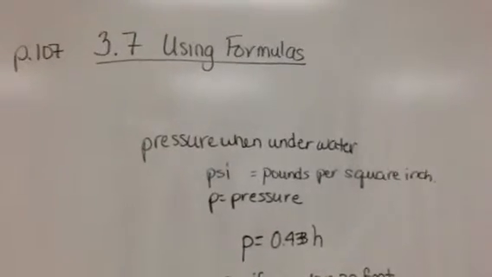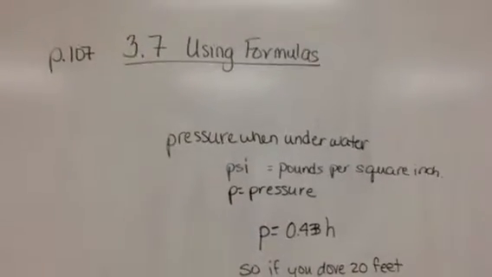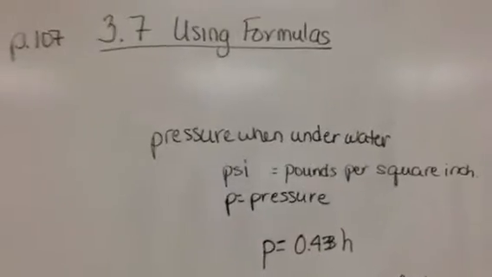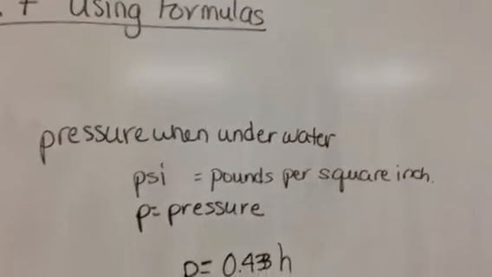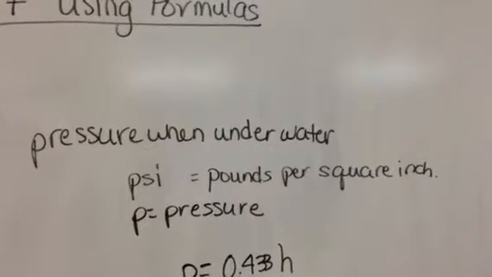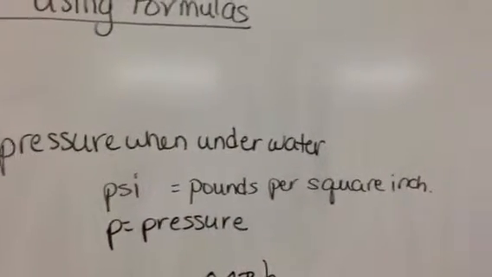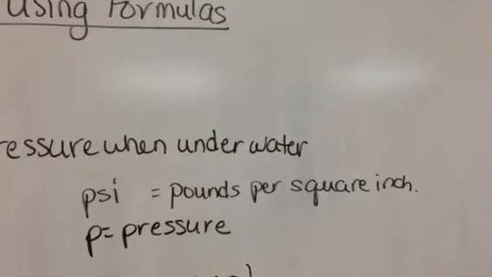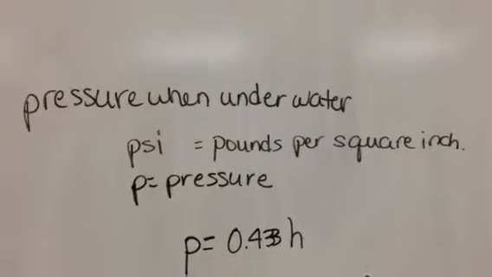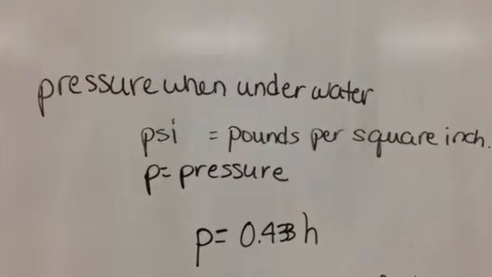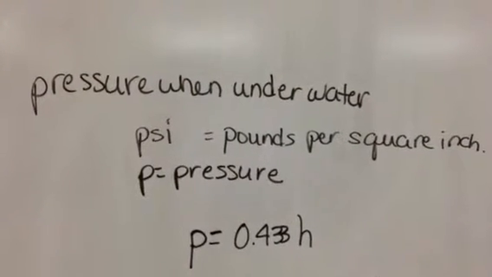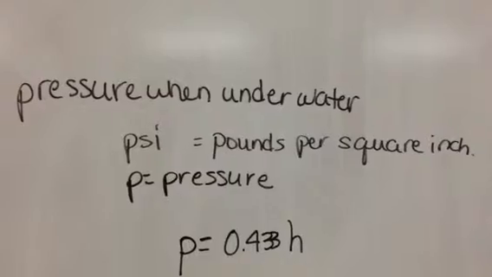The first example that they give you in the book, they talk about PSI. They're talking about the pressure when you go underwater. When you go underwater, there's actually more pressure than when you're in the air. PSI stands for pounds per square inch, and P equals pressure. So what you do is you take the height, how far you go down in the water, times 0.433.